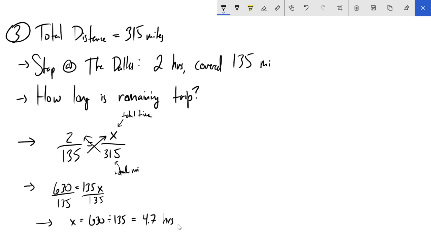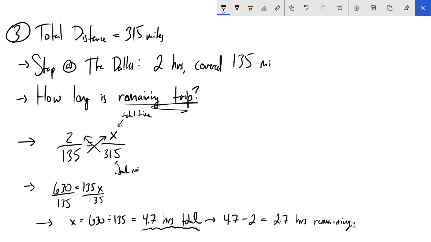Now, is that the answer to the question? Because in the question, what did I ask? I asked how much is remaining. Now, this is the total time, right? So if you do it this way, that's telling you the total time it's going to take you to get from one to the other. So how much time do you have remaining? Well, you've already covered 2, so you'd have 2.7 hours remaining. So it's a 4.7 hour trip, and you have 2.7 hours remaining because you've already covered 2 of them. Yeah?